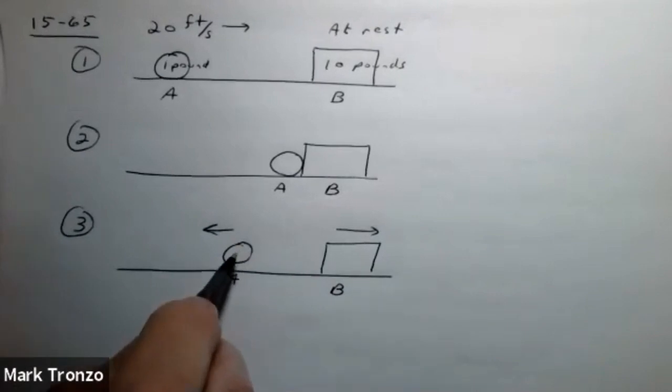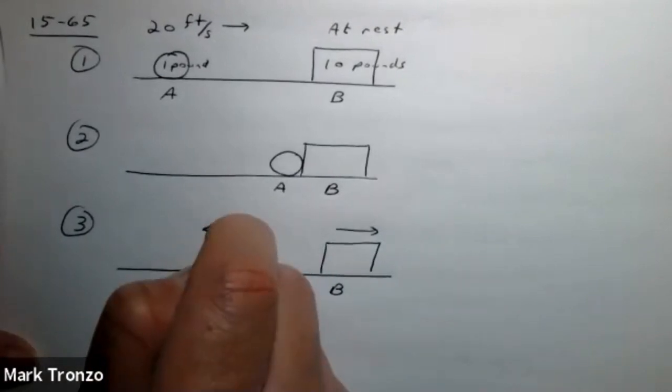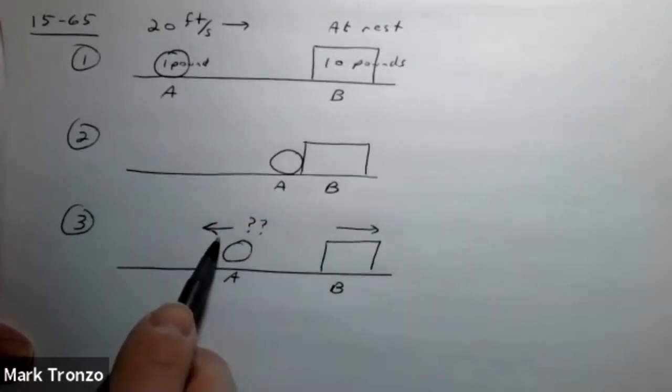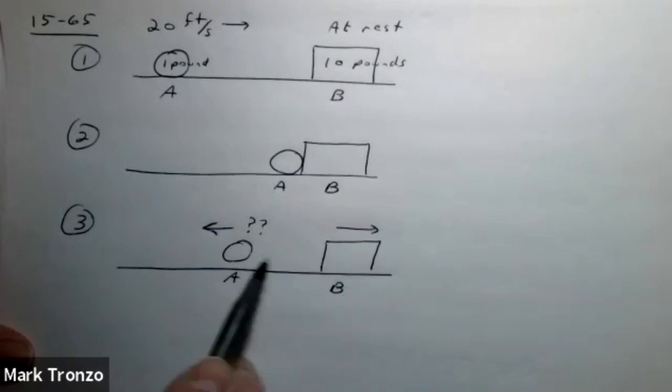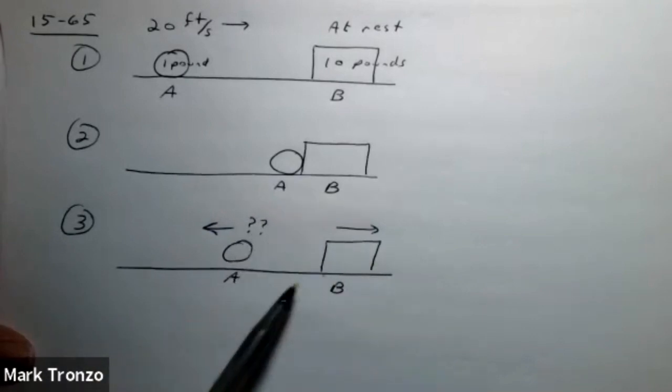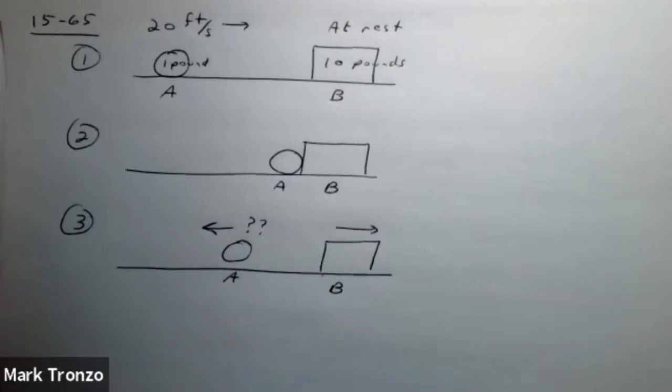Now, I'm not sure yet which direction A is going to go. Let me just put question marks for this direction. It could move to the left, maybe to the right. Not sure yet. But definitely B is going to be moving to the right because it was at rest when it was struck. So we're going to have to do this in steps, really.